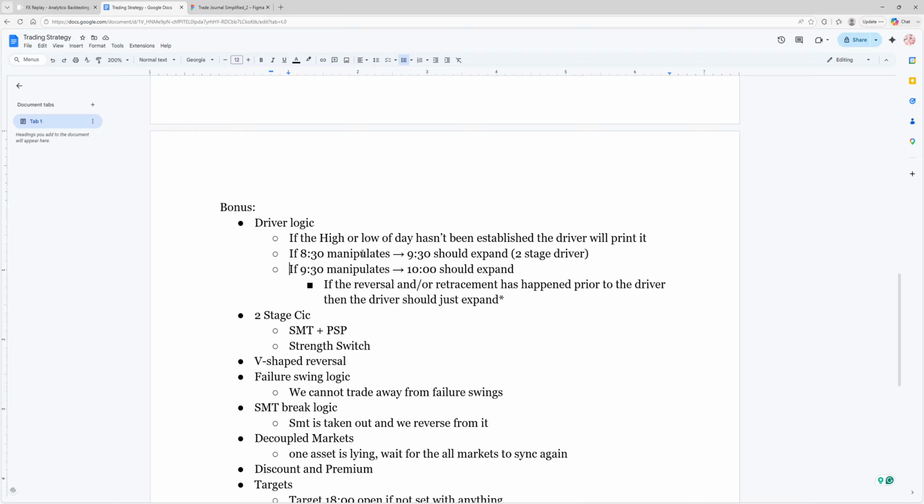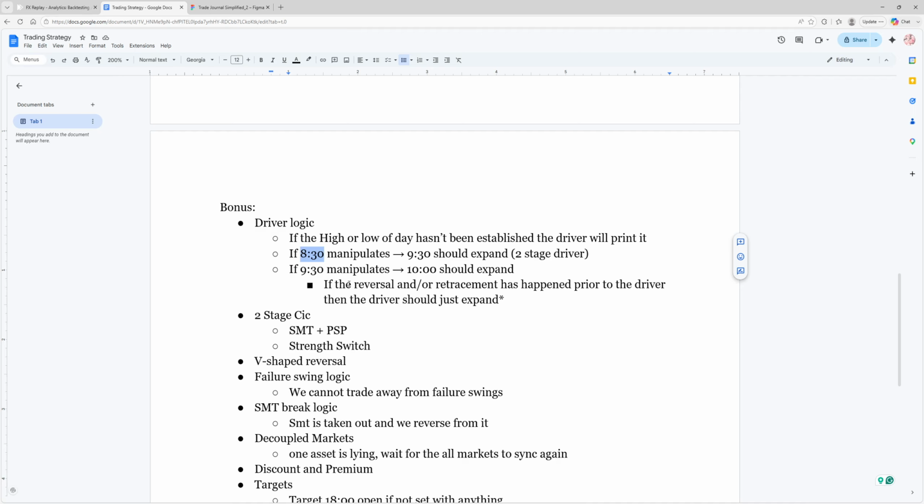I don't really pay attention to drivers as much anymore because I start at 8, and if there is a higher low of day already established, I'm usually positioned prior to 9:30 and sometimes even 8:30 news. So I don't really pay attention to it as much. But do I know about it? Am I aware of it? Yes.